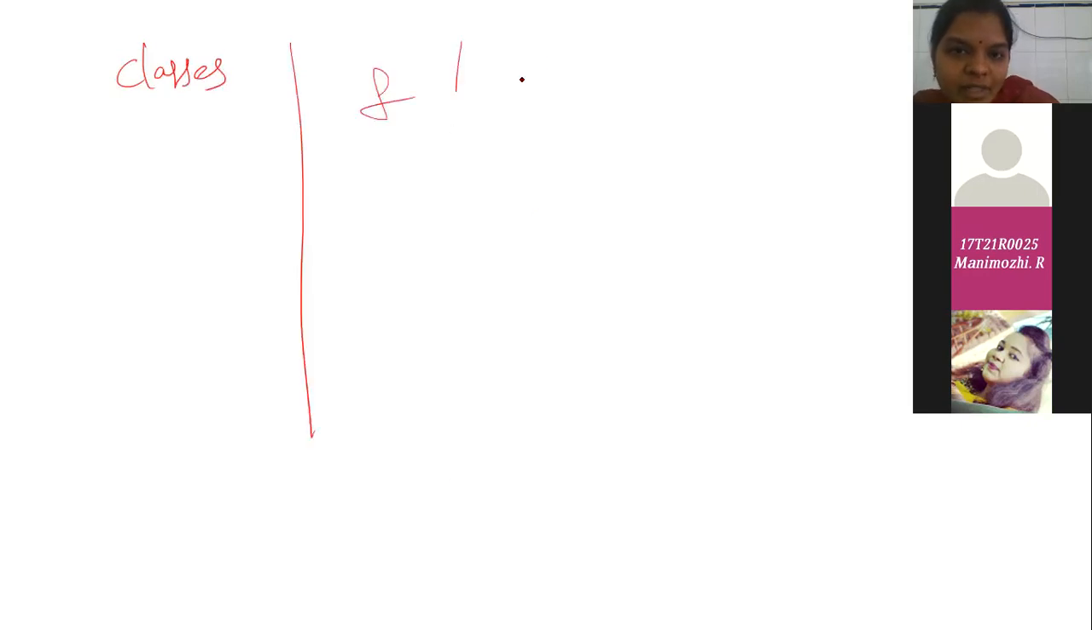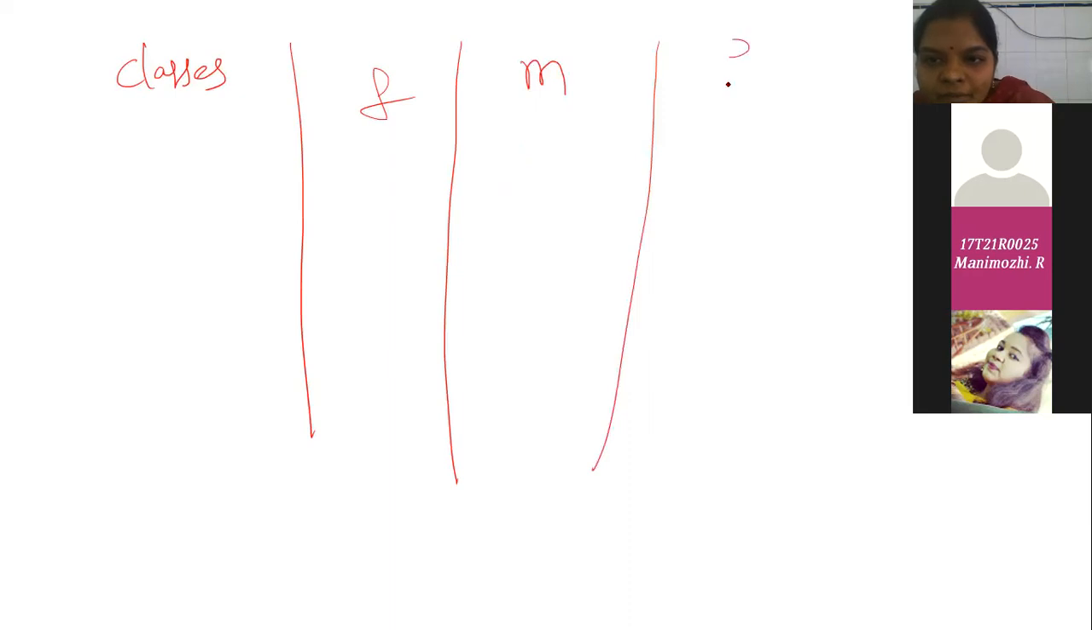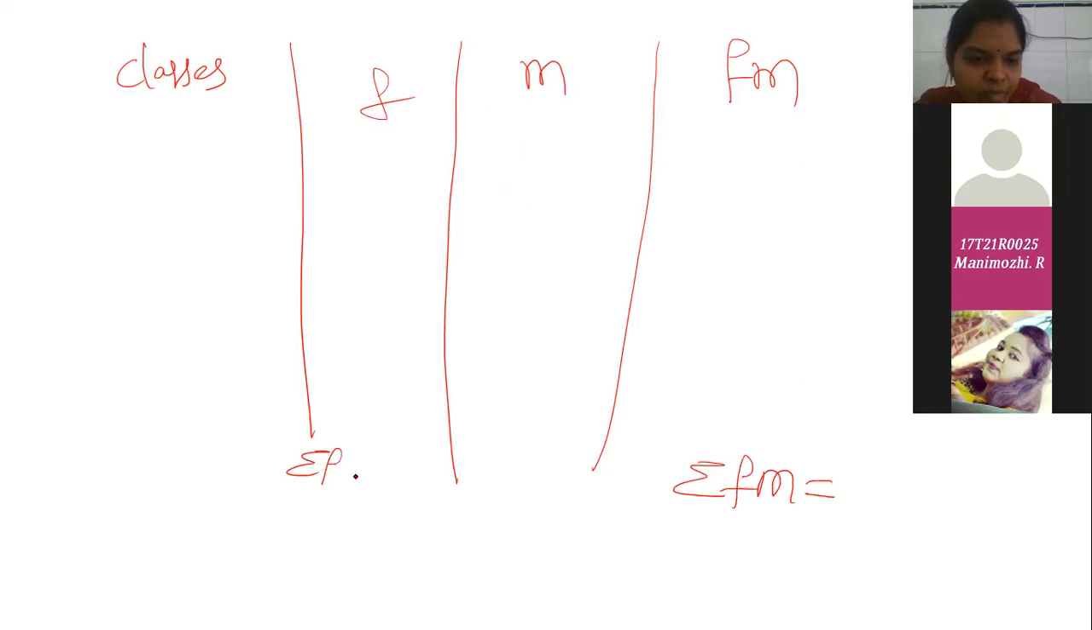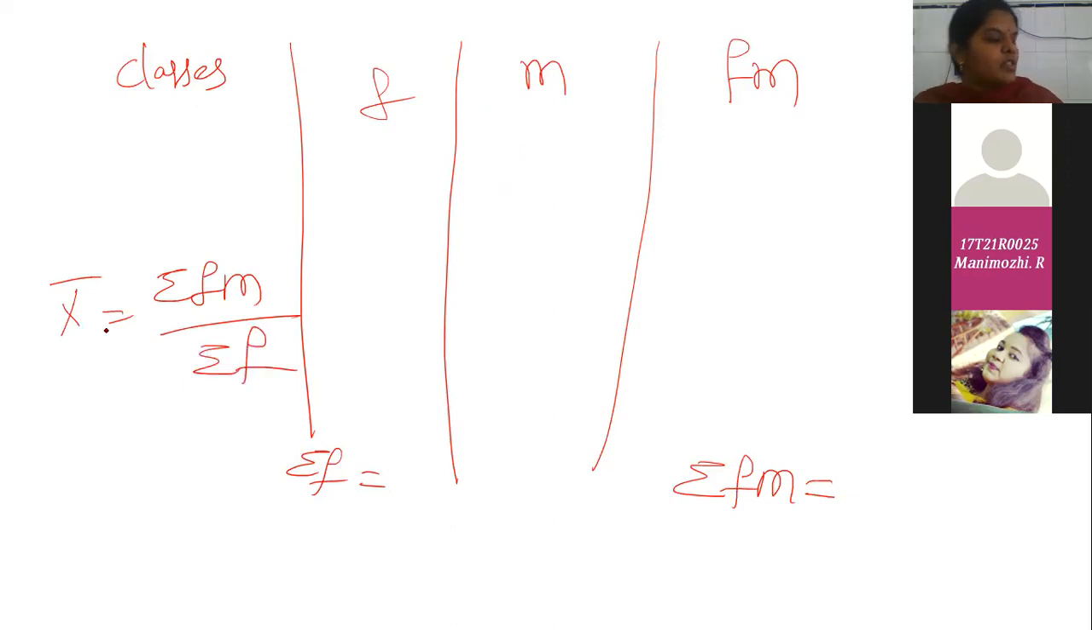So finally, how many columns we need? 4. First one is classes, second one is frequencies, and the third one is midpoints. You just write it clearly. Then we need FM, right? At last, you need to calculate sigma FM and then sigma F. Just substitute in the formula, that is sigma FM divides with sigma F. Just do it.